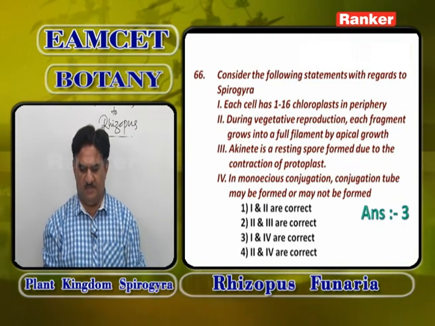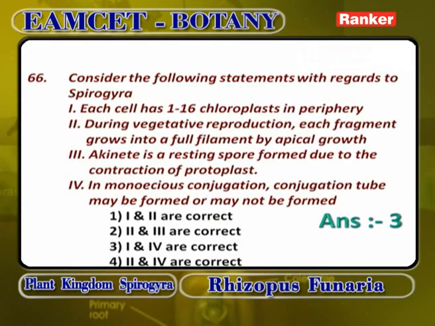Each cell has 1 to 16 chloroplasts in the periphery. In monoecious conjugation, the conjugation tube may form or may not be formed. So, 1 and 4 are correct. Third is the option.